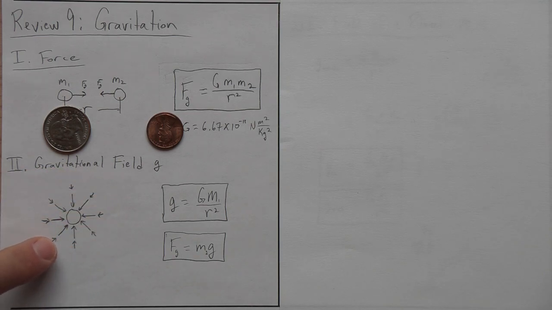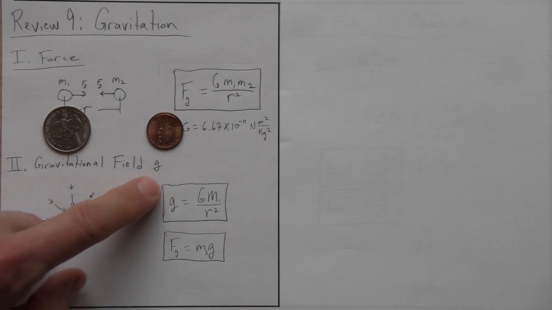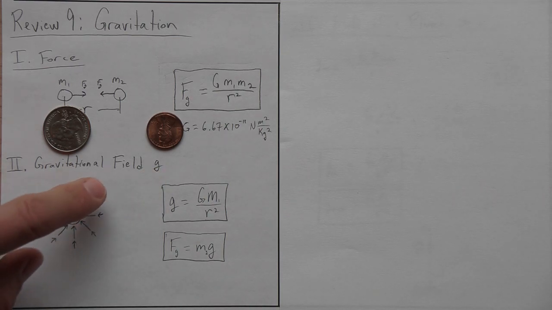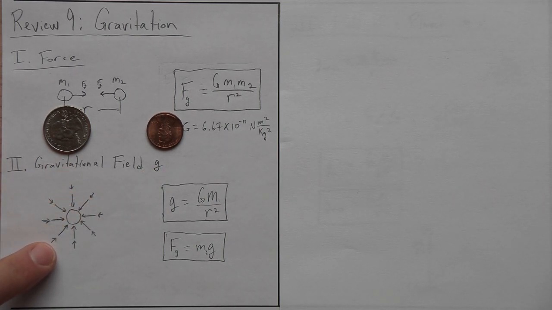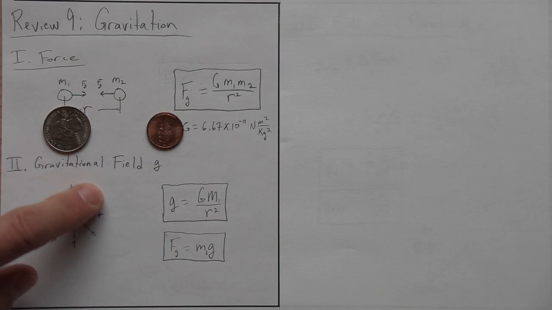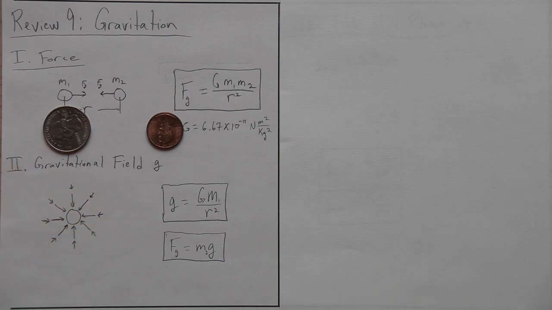That's what this diagram is showing. There's a field G that points everywhere toward that object, and it gets weaker the further you get out from the object. This is a picture, a vector diagram representation of the gravitational field, but you could calculate the gravitational field using this formula.